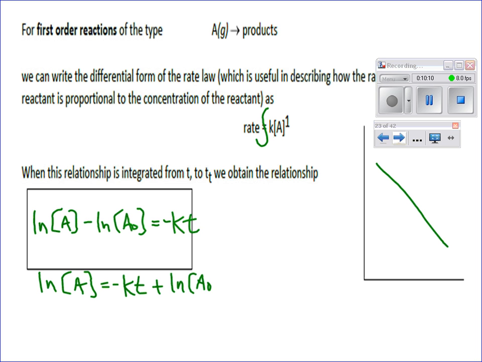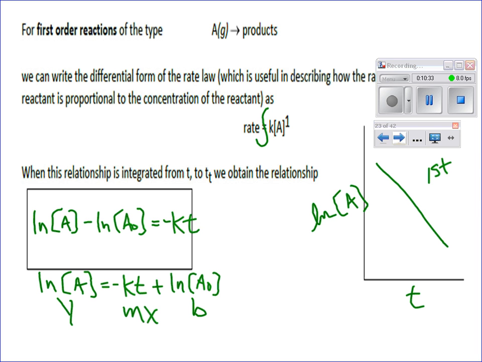And in doing so, I've linearized my equation. And if I wanted to graph a first order and prove that something was first order, what would I put on the x-axis? Time, good. And then on the y? Nope. Natural log of concentration of A.